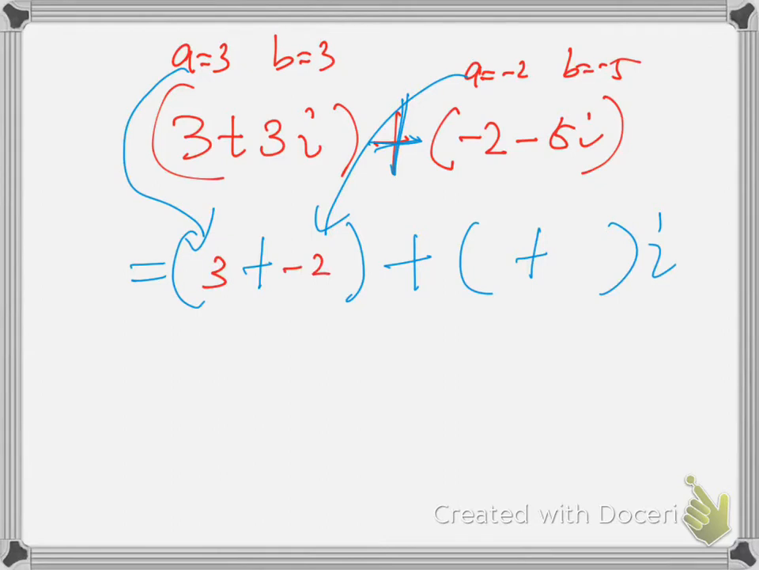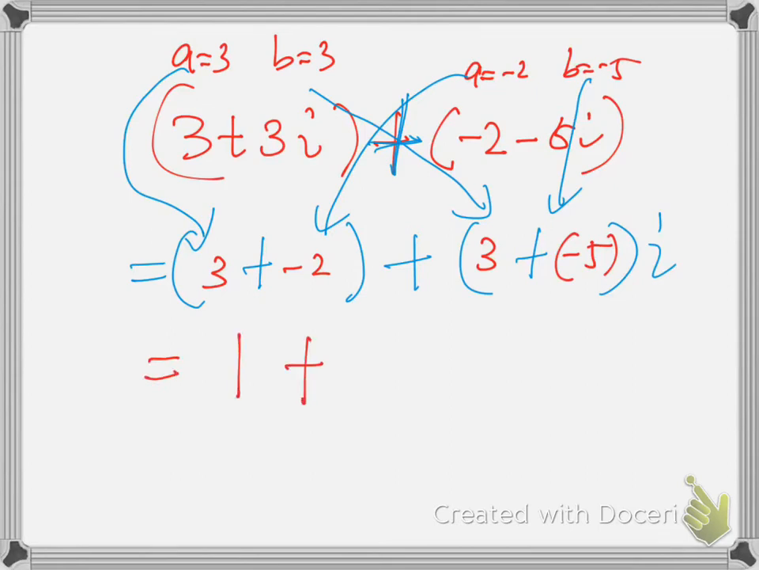Okay, and then we have the B part here plus the B part. So this is 3 and -5. Okay, so the answer here is 1 plus -2i. The answer also has two parts, the real part and the imaginary part. So this is addition and subtraction.